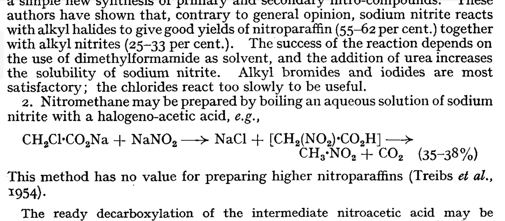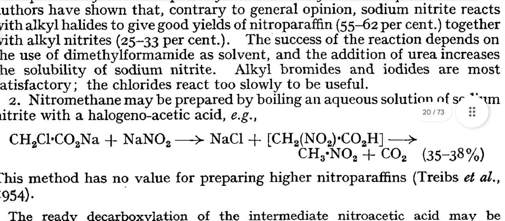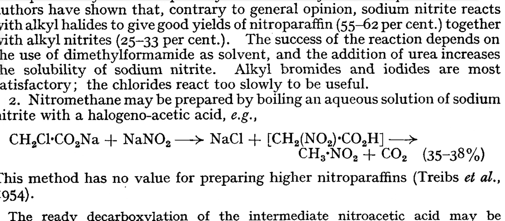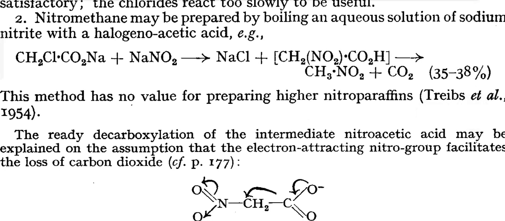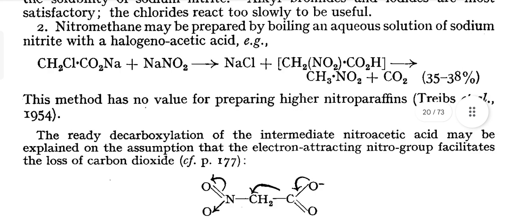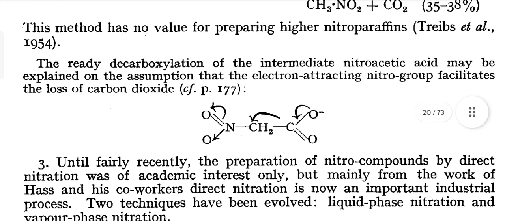Second, nitromethane may be prepared by boiling an aqueous solution of sodium nitrite with halogenoacetic acid. So in this reaction, we have a halogenoacetic acid, and when we heat it with sodium nitrite, our required product, that is nitromethane, with yield 35 to 38%, is obtained over here. This method has no value for preparing higher nitroparaffins. The ready decarboxylation of the intermediate nitroacetic acid may be explained on the assumption that the electron attracting nitro group facilitates the loss of carbon dioxide.